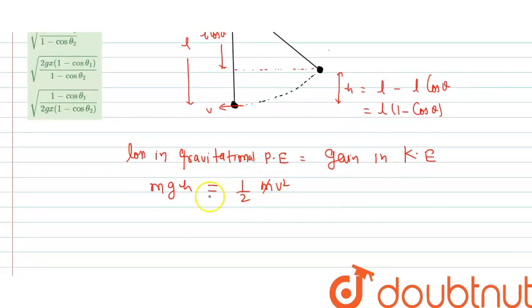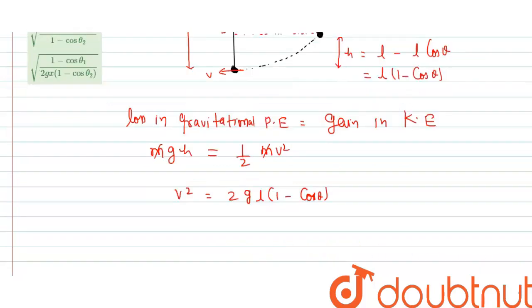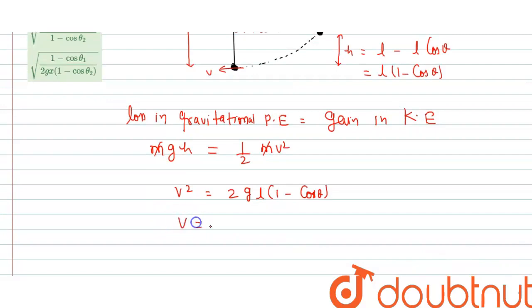From here you can see 2 and 2 cancel, so v square is equal to 2g into h, where h is L into 1 minus cos theta. So in this case, the speed at the lowest position is under root 2gL into 1 minus cos theta.